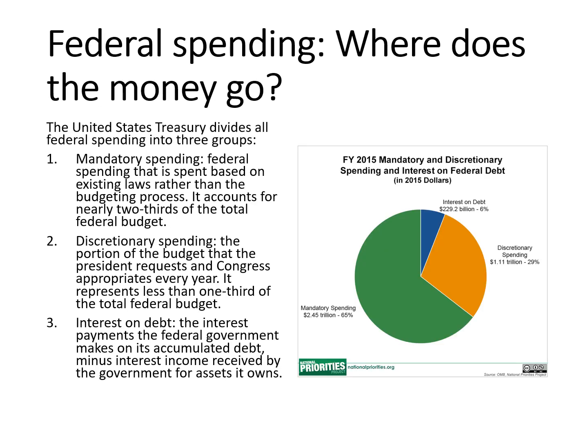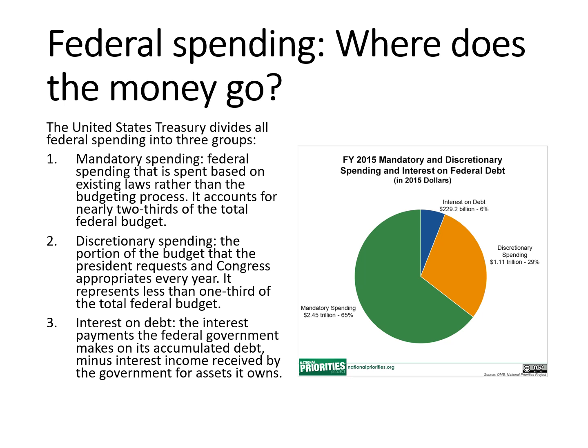Federal spending. Where does the money go? The United States Treasury divides all federal spending into three groups. The first one is mandatory spending. This is federal spending that is spent based on the existing laws rather than the budgeting process. It accounts for nearly 2/3 of the total federal budget.